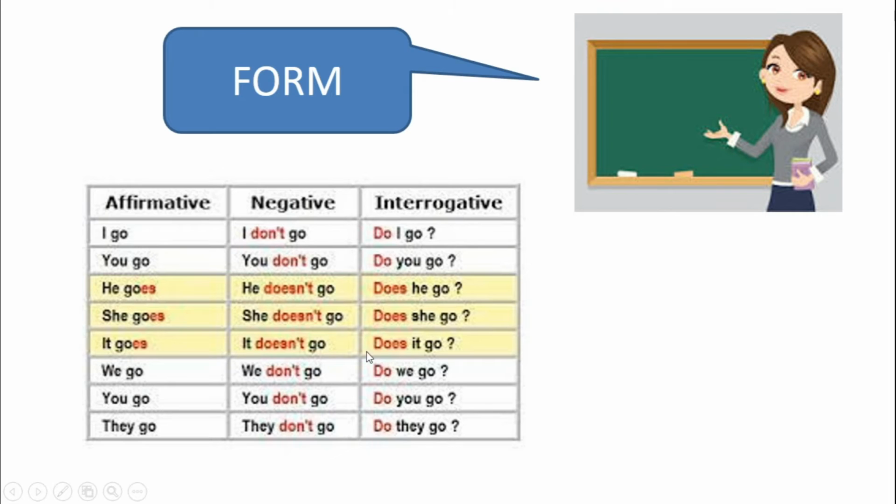This is the conjugation of the verb go in present simple. We have here affirmative, negative, and interrogative forms. If you look at the affirmative form in this first column, you can see that we use the base form or infinitive form of the verb.